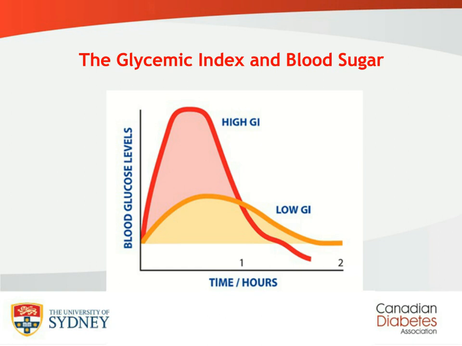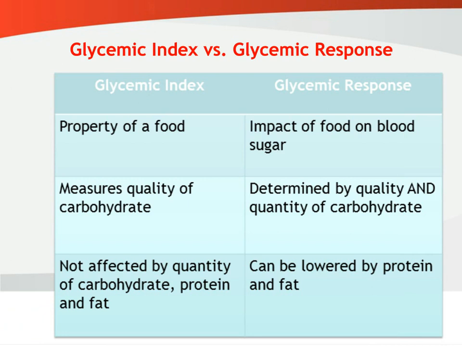Some of you may have seen this type of graph before. If you've been taught anything about the glycemic index, it's commonly used to teach how it affects your glycemic response, but it has also caused some confusion in that sometimes people have confused the glycemic index and the glycemic response. So because of this, I'm just going to define what the difference is between glycemic index and glycemic response. This slide here shows a table of the differences between the two.